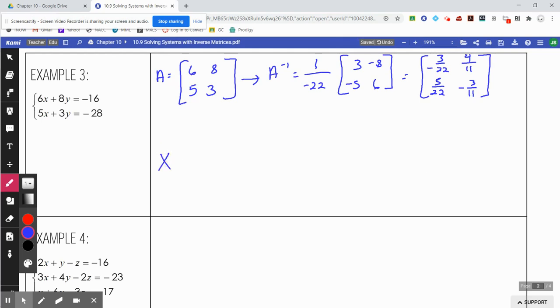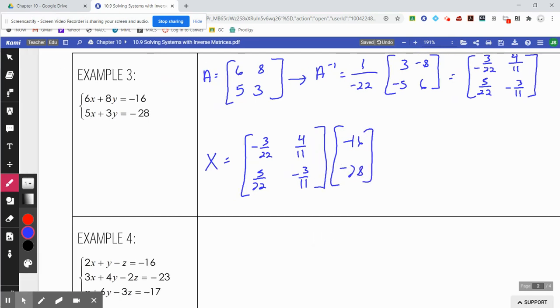So to find your answers, you're going to take that inverse. Let me copy it down again: negative 3 over 22, 4 elevenths, 5 over 22, and negative 3 elevenths. And we're going to multiply it times our constants, negative 16 and negative 28. And again, I'm going to come over here to the side to do that. Row by column, we're going to do negative 3 over 22 times negative 16. Then we're going to do plus 4 over 11 times negative 28.